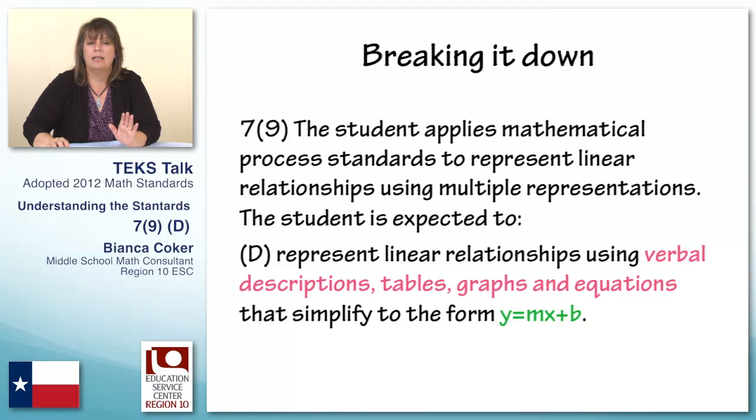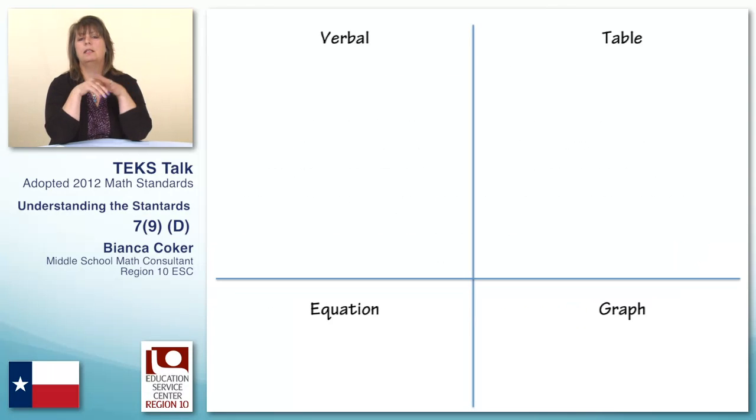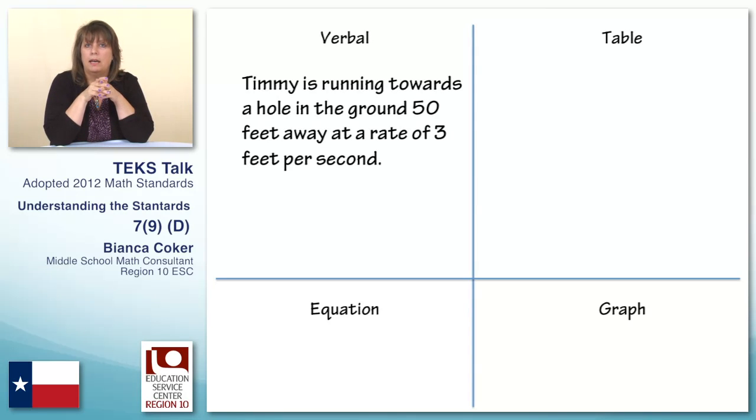All right, so let's look at an example. Here's an example of 3 of the 4 representations. I couldn't fit the graph in on this one. Timmy is running towards a hole in the ground 50 feet away at a rate of 3 feet per second. So this is for you old Lassie fans. Timmy was always getting into trouble.